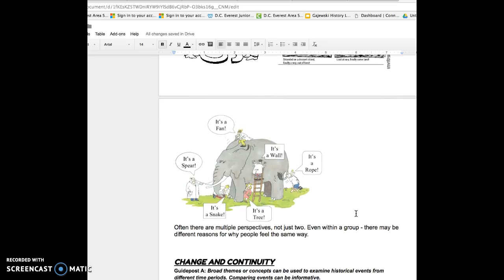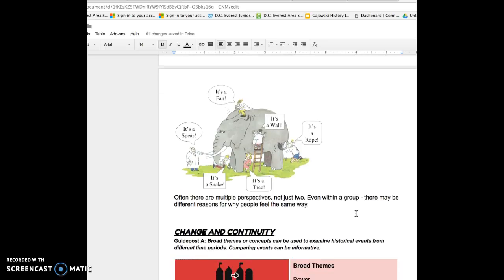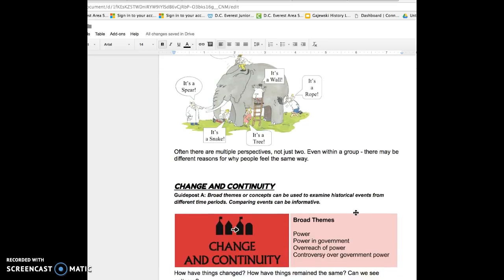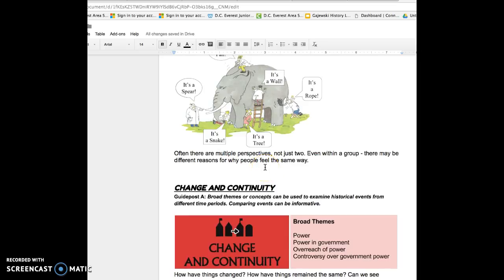Even within groups, if we take the Patriots and the Loyalists, even within groups, so before the Constitution is written and the war is going on, the Patriots and Loyalists, there are different reasons why those people may have the same opinion of what they want, but there may be different reasons for that. So again, we're trying to get you to look at that complexity.